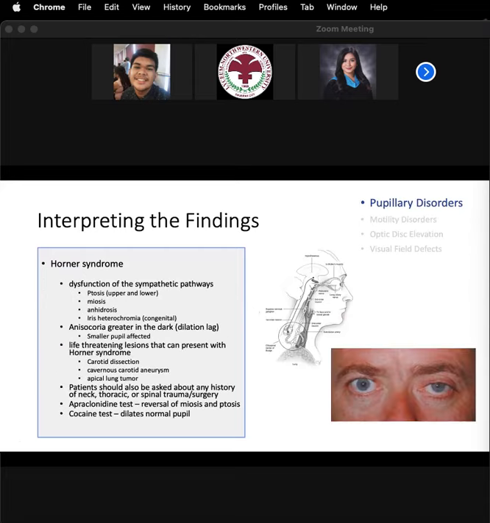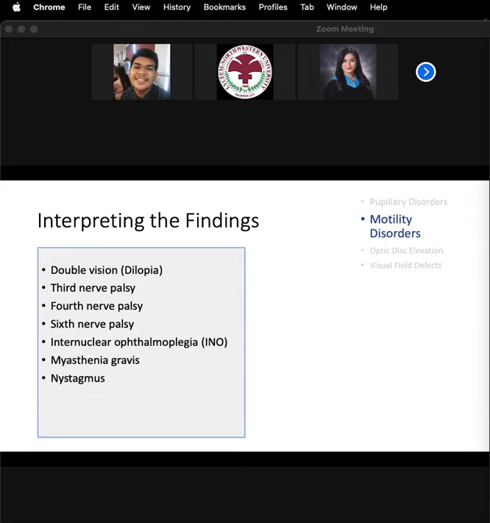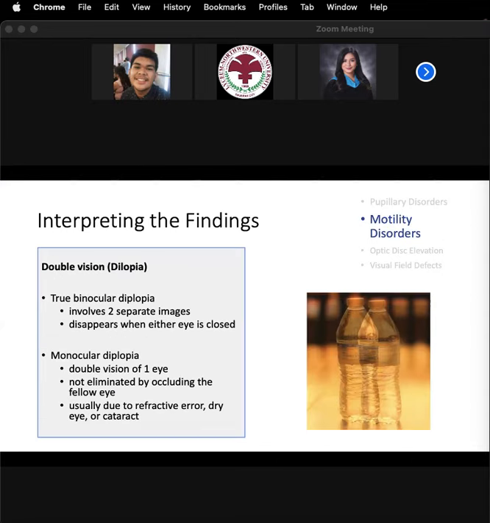So that's it for the pupillary disorders. Let's go to motility disorders. Earlier we mentioned double vision or diplopia. Third nerve palsy, fourth, sixth, and MG, and Alzheimer's. Let's see what we discuss about that.